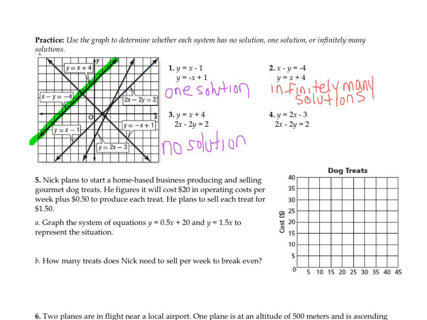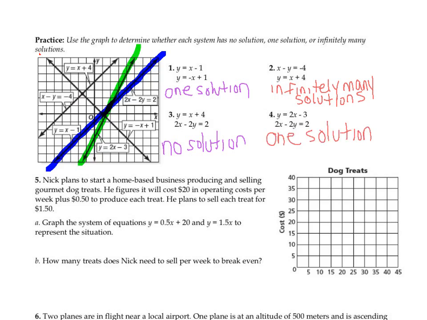And then number 4, we're again given two lines, y equals 2x minus 3 and 2x minus 2y equals 2. So let's start by finding these two on the graph. So y equals 2x minus 3 is right here, which I'm highlighting. And 2x minus 2y equals 2 is right here. So we can see that these two lines are intersecting at some point. So our answer to number 4 will be one solution, because they will be intersecting at one point.